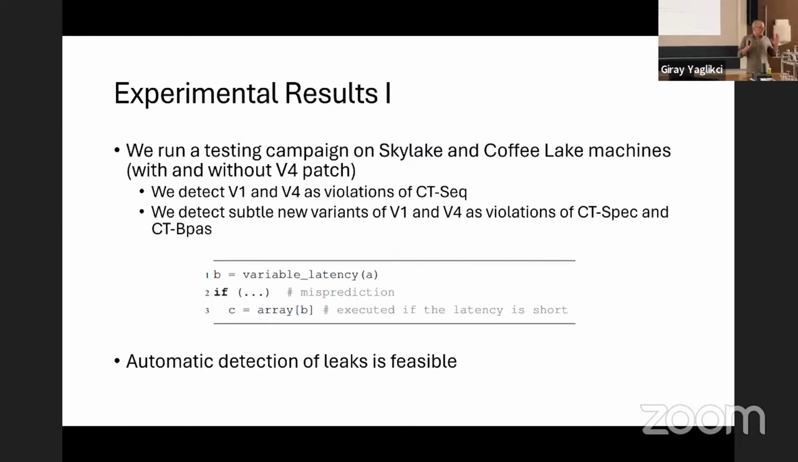So this is the first testing campaign that we ran. When we published that, we detected V1 and V4 as violations of CT-SEQ. And importantly, when we then say, well, actually, we know that the CPU does speculative store bypass and does branch prediction, so we model these as contracts, then standard Spectre V1 is not a violation anymore. Right? Then we continue fuzzing, and then we find the next thing.